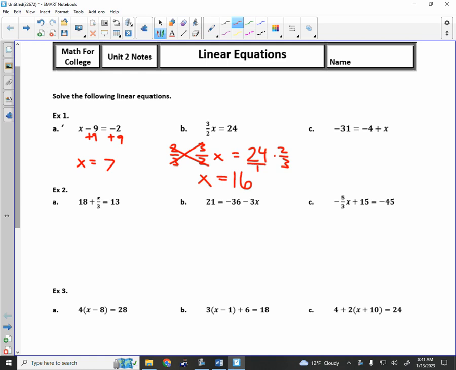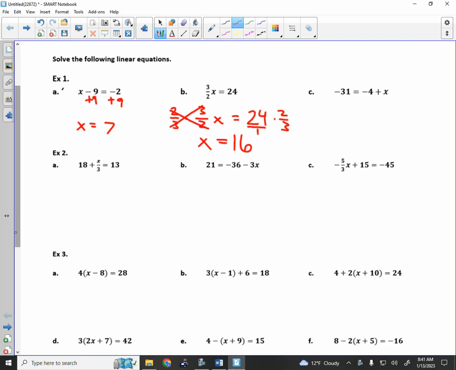Okay? And in the next one, we have negative 31 is equal to negative 4 plus x. Notice I moved the x into a different position. We don't necessarily focus on addition here. We focus on the 4. Is the 4 positive or negative? So therefore, I add 4.